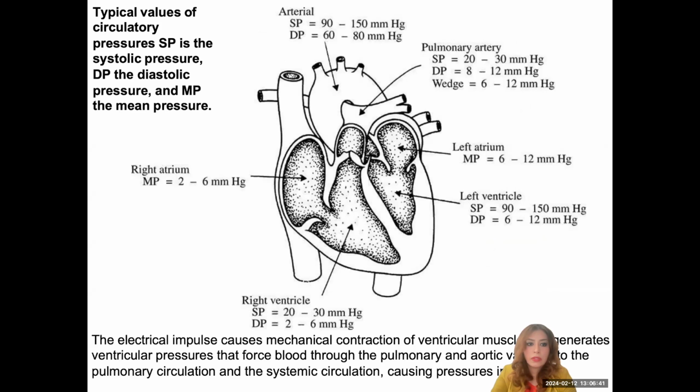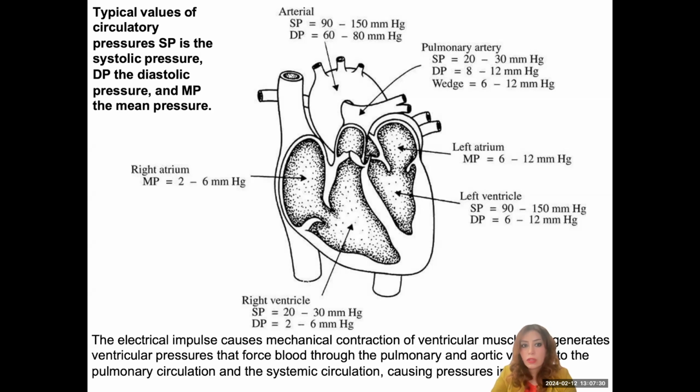So let's look at some other things. SP is systolic pressure, DP is diastolic pressure, and we have mean pressure, MP. What are these? We will look at them again, but initially I want you to see the numeric details about the systolic pressure and diastolic pressure. These are typical values of circulatory pressures. Look at the arterial part, please. Systolic pressure is between 90 and 150 millimeters of mercury. For the pulmonary artery, it is between 20 and 30 millimeters of mercury.